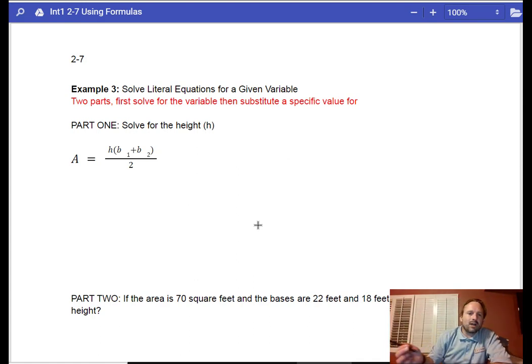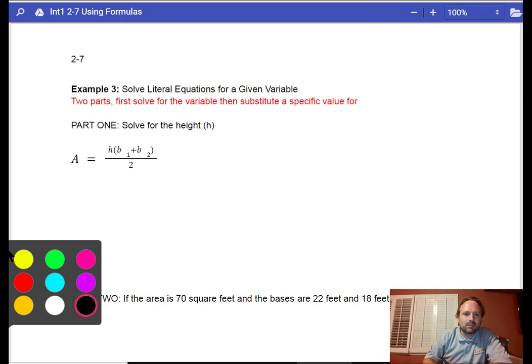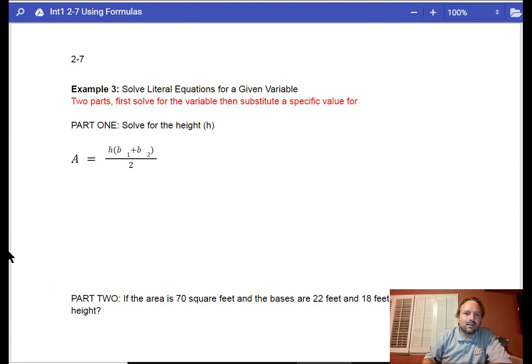Okay, so let's just solve for height. Well, get height by itself. So how do we get rid of this? Now there's several different things we can do. We could multiply by 2 on both sides. Why don't we do that? So we can get 2a is equal to the height, and then base 1 plus base 2.